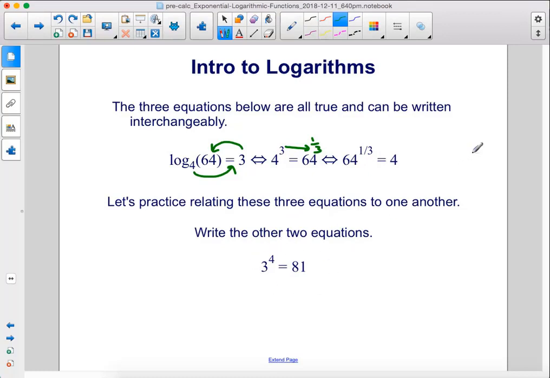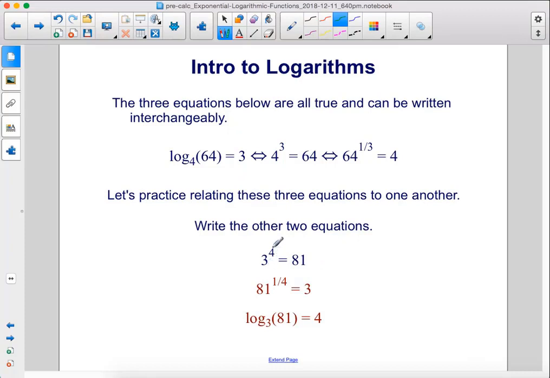3 to the 4th equals 81. Alright, so to get from 3 to the 4th power equals 81 to this equation here, you swap the exponent to the other side and make it the root. So instead of 4, it becomes 1 over 4. That's how you get 81 to the 1/4 power equals 3.